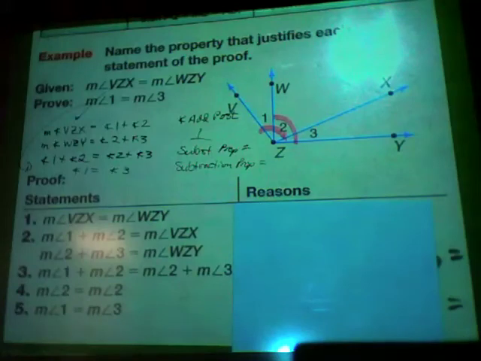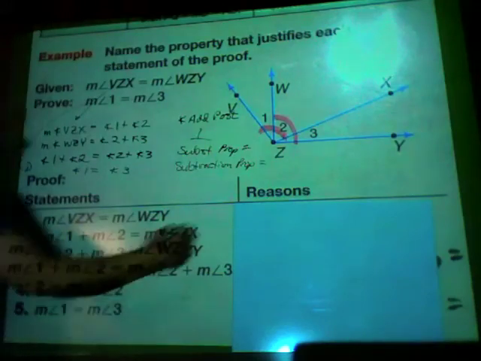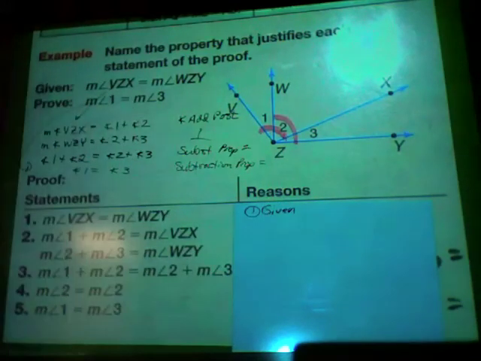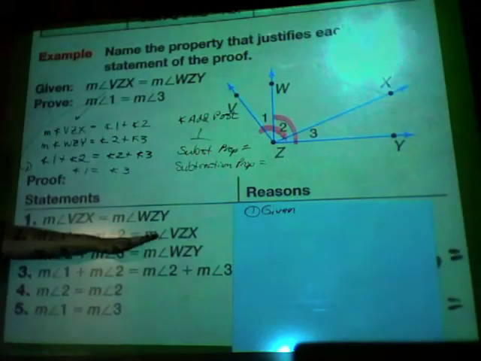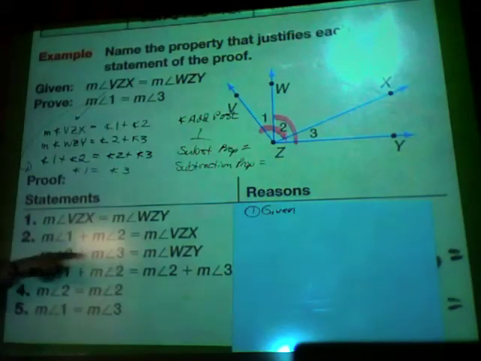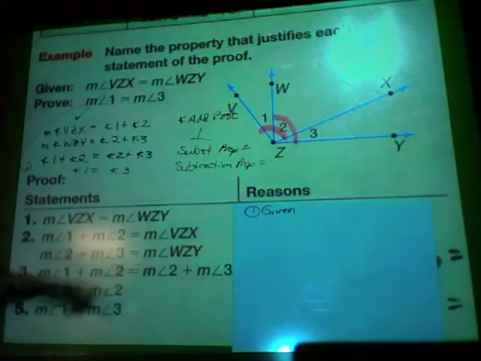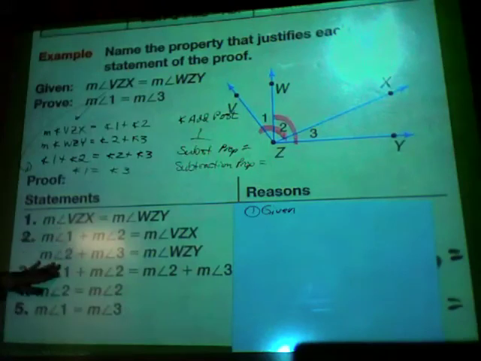Look at what they did. Where'd they come up with this? 100% of the time, isn't your first reason a given? So reason number 1, given. Where did this come from? Two smaller angles adding up to the bigger angle. Yeah, so these two really don't have anything to do with each other yet. They are separate from each other.